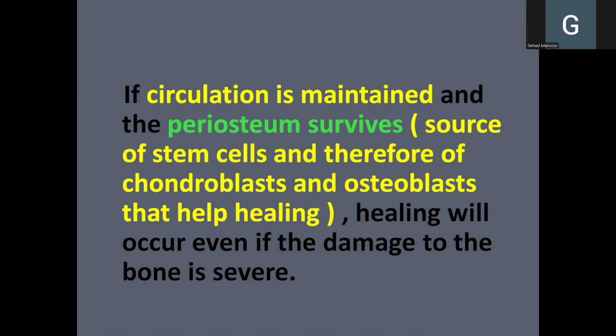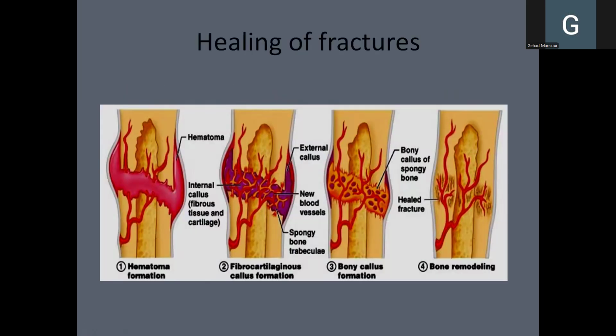So those stem cells will be differentiated into chondroblasts, or osteoblasts. The blast means immature; chondro means cartilage, so a chondroblast is an immature cartilage cell, and an osteoblast is an immature bony cell, in order to help healing, and we will see how. So even if the damage of the bone is severe, many of the lesions can heal on their own. How does this occur?